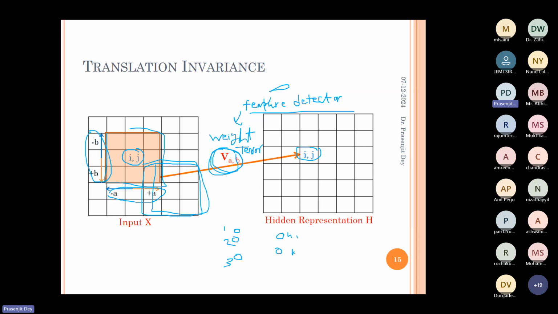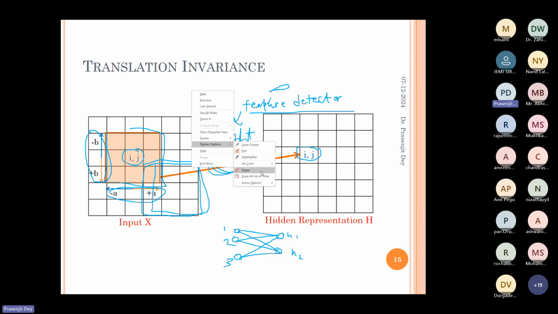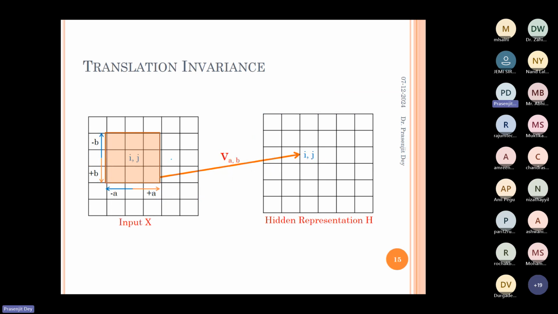Hidden node 1 and hidden node 2. In that case, all these input nodes are connected with hidden node 1 and all these nodes are connected with hidden node 2. So there is full connectivity in a multilayer perceptron or any other feed-forward neural network. But here, as you can see clearly, there is no full connection.